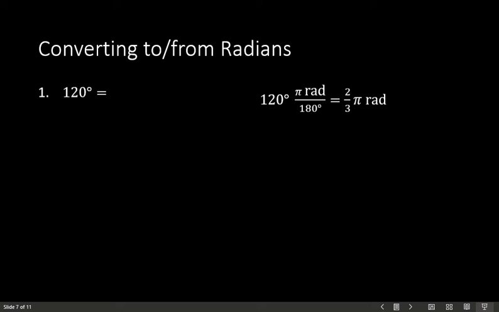So when you do, the degrees cancel. 120 over 180 is 2/3, and then you have the pi. So 2/3 pi. 120 degrees is 2/3 pi.